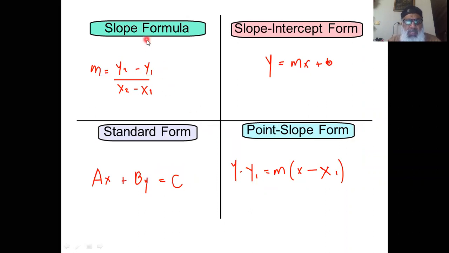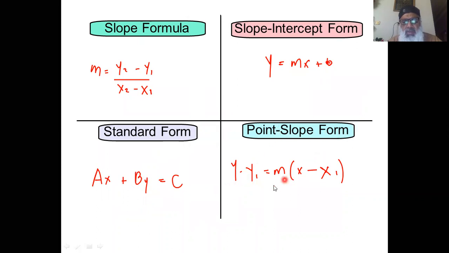Slope formula: if two points are given, you're looking for the slope. It's very clear that m is the slope, the ratio of the differences of the ordinates to the abscissas. Slope intercept form: after finding the value of m, the slope, we can write the equation like that, y is equal to mx plus b. Similarly, the standard form can be written as ax plus by plus c, where a, b, c are constants.